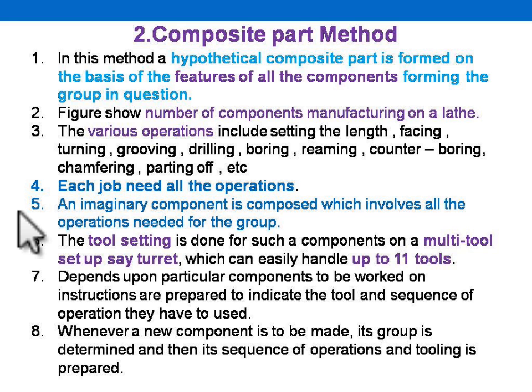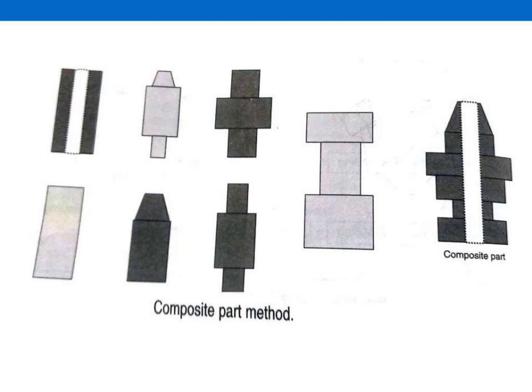Whenever a new component is to be made, its group is determined and then its sequence. When we are making a new component, we determine which group it belongs to, and then its sequence of operations and tooling is prepared. Take this example. Here you can see one part which is hollow, one part which is tapered, and one part which is different. This is different, this is different, and this is also different.